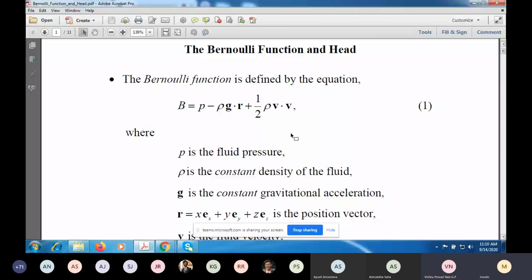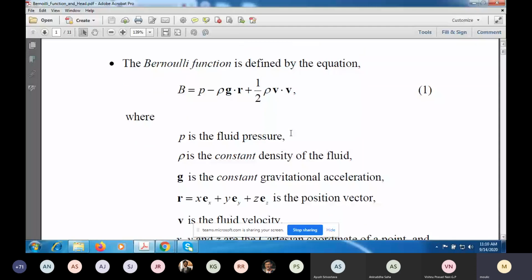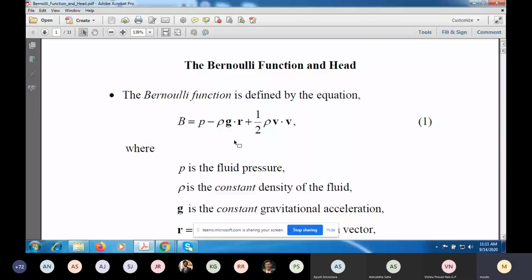Okay, but to begin with, there are places where we are going to assume that the fluid is an ideal fluid. Bernoulli's equation may be valid, but we must be careful in using it. For instance, you must know what the conditions are under which this will be valid. So right now I'm just defining a function which I'm calling the Bernoulli function. These are the terms which appear in Bernoulli's equation.